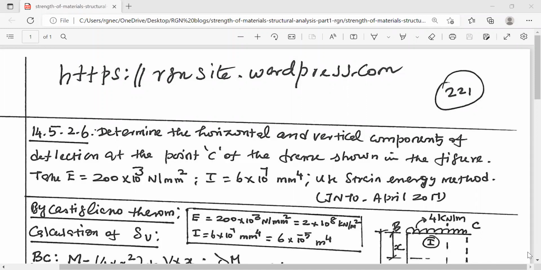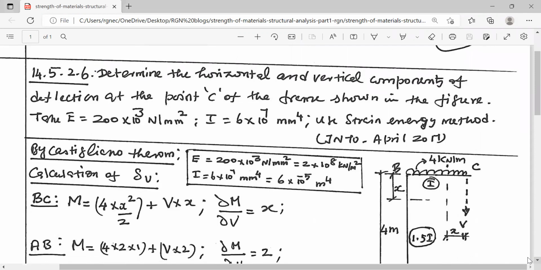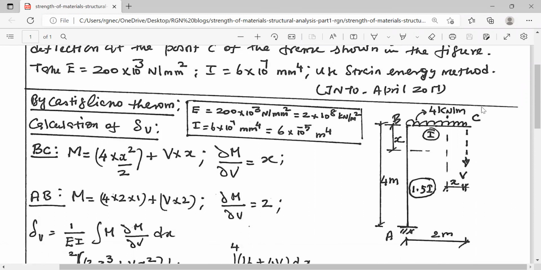Hello friends, this is one university question on strain energy method for calculation of deflections. This university question is for JNTU in the year April 2017. The problem data are given here. It is an L-shaped frame loaded with 4 kilonewton per meter for the horizontal arm. You can see this. This is the loading data for the frame.